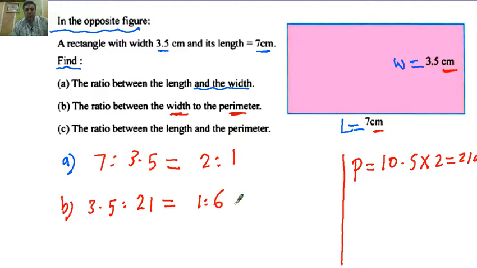Number C: the ratio between length and perimeter. Length equals 7, perimeter equals 21. Simplifying by dividing by 7, the ratio becomes 1 to 3. That is the ratio between the length and the perimeter of the rectangle.